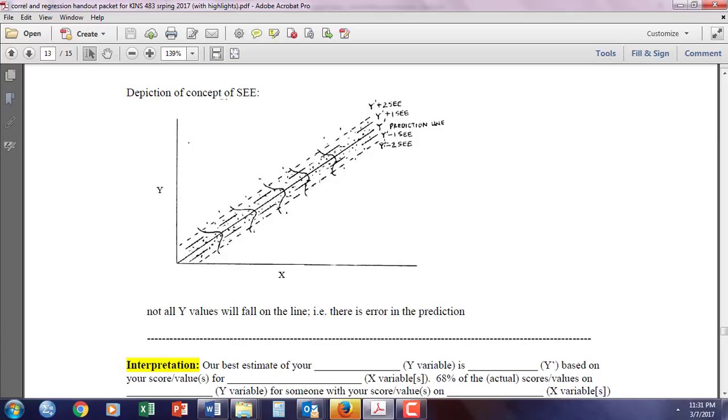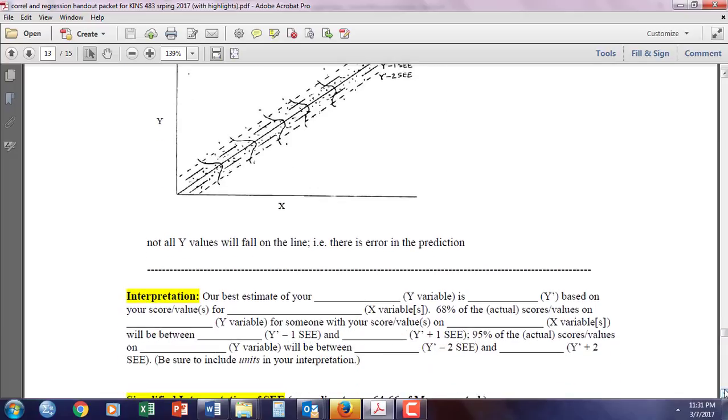If you were to take the prediction line and subtract from it 2 times the standard error and add to it 2 times the standard error, okay, you would capture about 95% of the actual scores, or actual dots. So there's a real parallel here between our interpretation of the standard error of the estimate and our interpretation of the standard deviation. You can refer to the interpretation handout, but let me walk you through this interpretation.